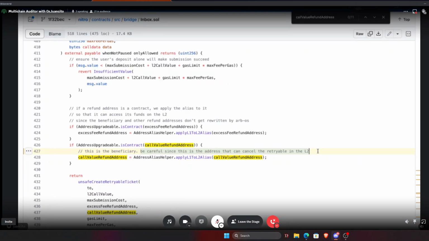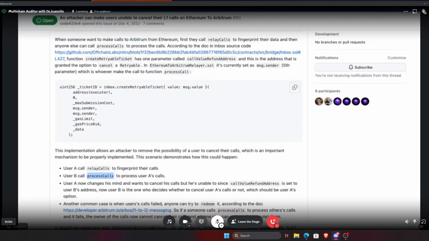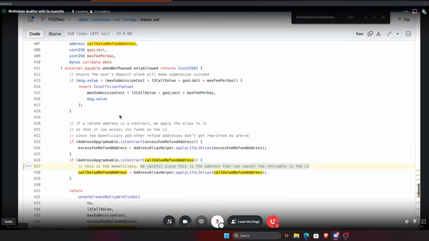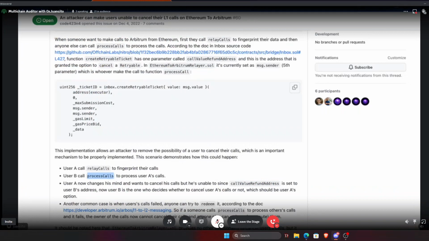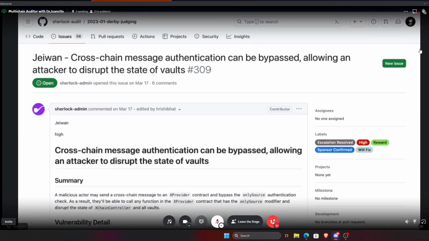So what does it mean? It means that I, as a user, can relay a call. Anyone can process it, but when they process it, they might end up being the person who can cancel the same call. So an attacker can grief the protocol and process all of the calls from everyone, and they might be able to cancel them.